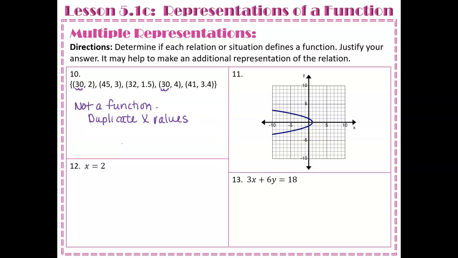Number 11, we're going to use the vertical line test for this. So if I draw a vertical line right here, it goes through 2 points. So not a function. Fails the vertical line test.